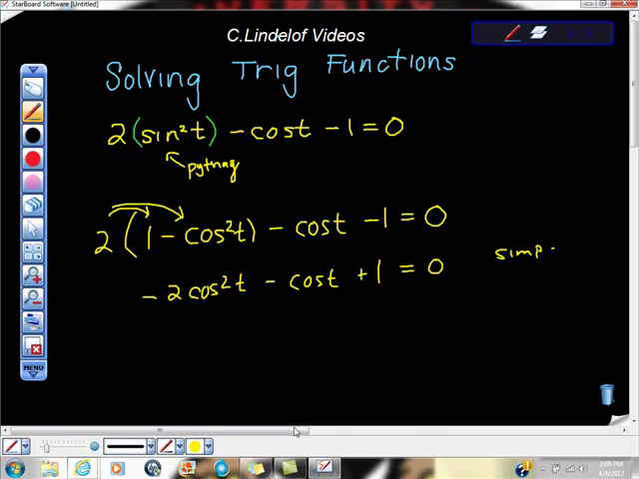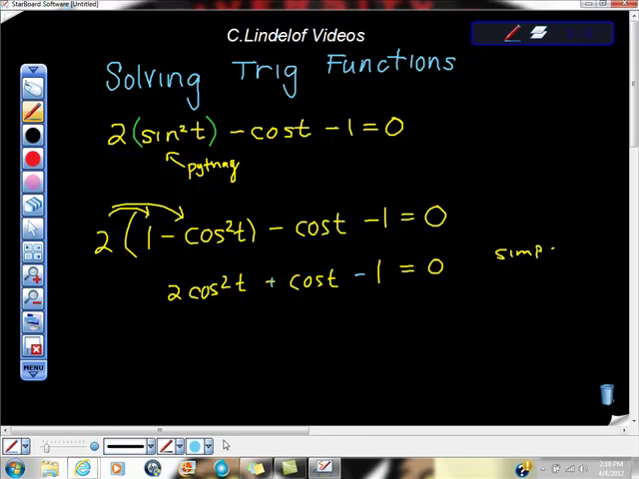Good. From here, we decided that we'd like to get a positive coefficient on the lead term. So we're going to multiply everything by negative 1, the whole thing. That turns this positive, and this negative. Is that good math? I did multiply the 0 by negative 1, but it had no effect, right?